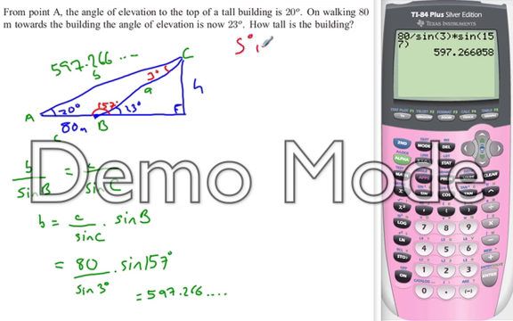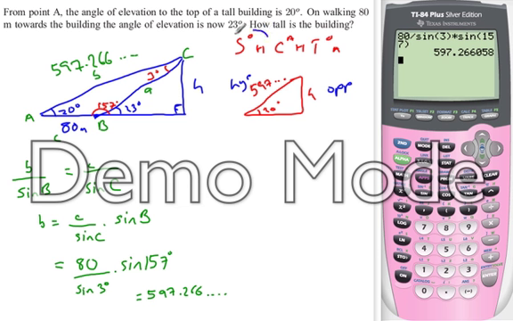Now I can just use SOH CAH TOA. Let's write it out. So I'm looking at this right angle triangle. Let's draw out the triangle. 597 point whatever, and here is 20 degrees. Here is the height. I'm going to be looking at the opposite and the longest one, the hypotenuse, which means SOH.